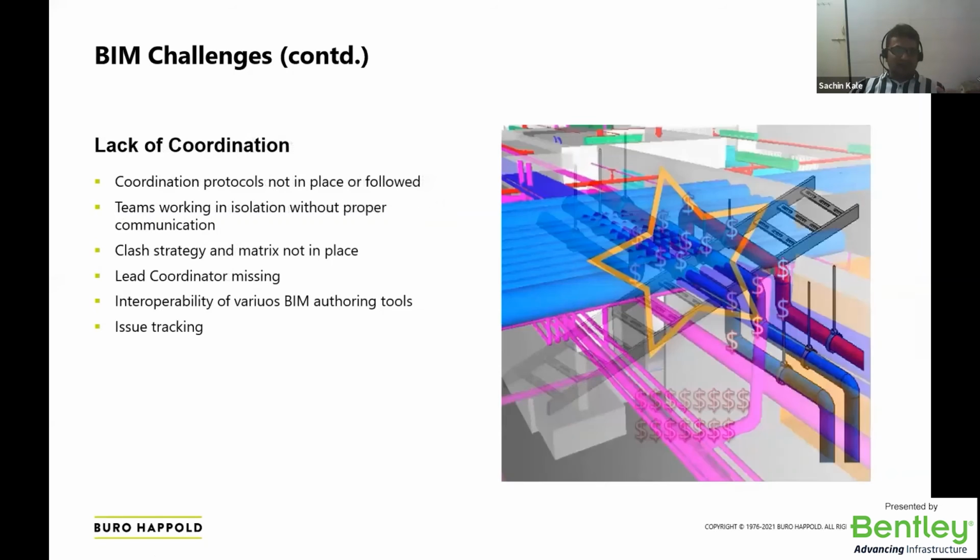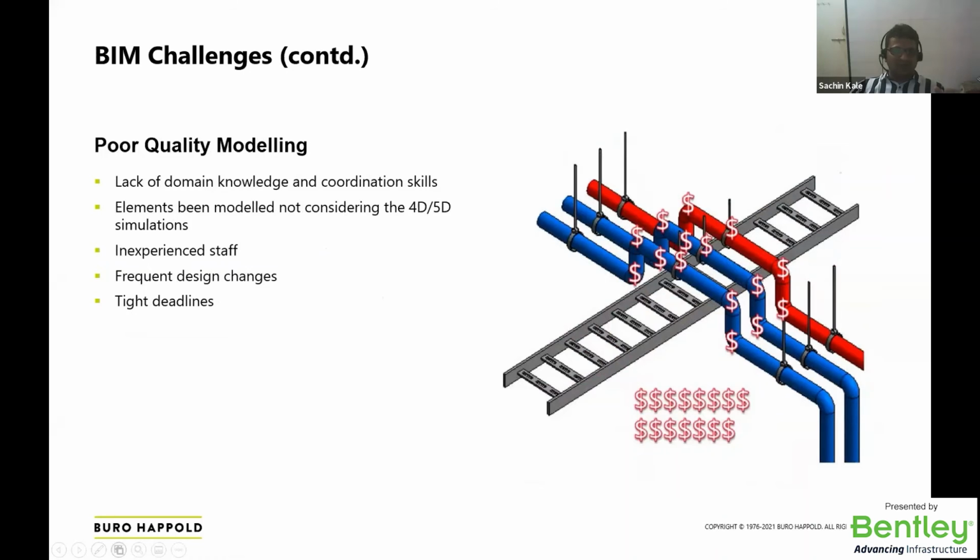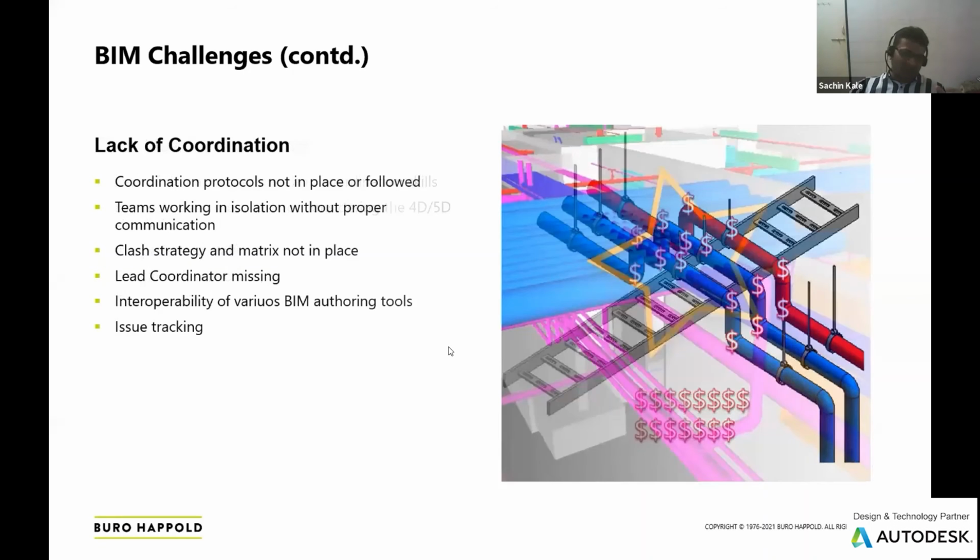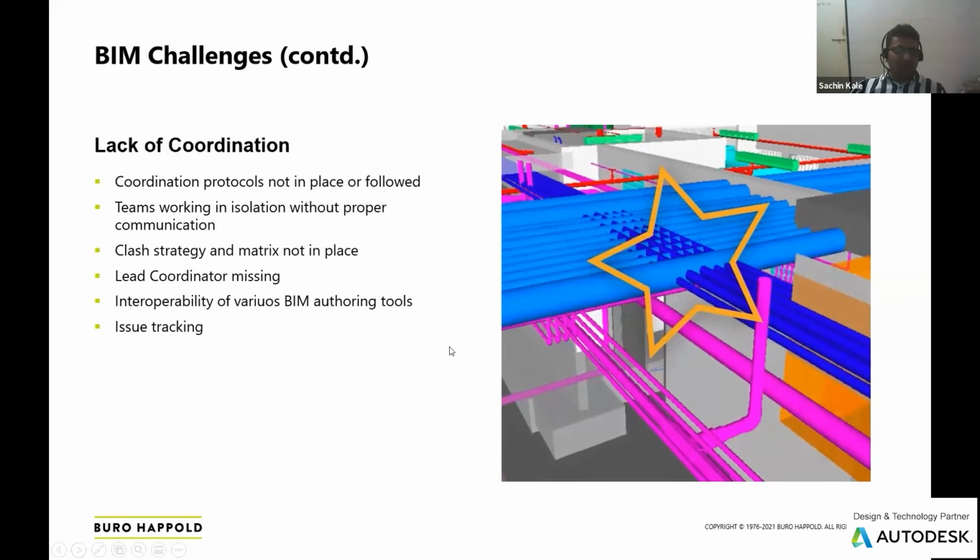Coordination, again, is related to this slide's first pointer, the coordination skills. We should have coordination meetings, I would say on a weekly basis, to clear the coordination points with different stakeholders: what are the things that are needed and what are the things that can be kept for the next stages. Then there is tracking of the issues, and the important part is interoperability of various software, because different design teams may work on different BIM tools, but their interoperability should be checked before starting work on the projects.